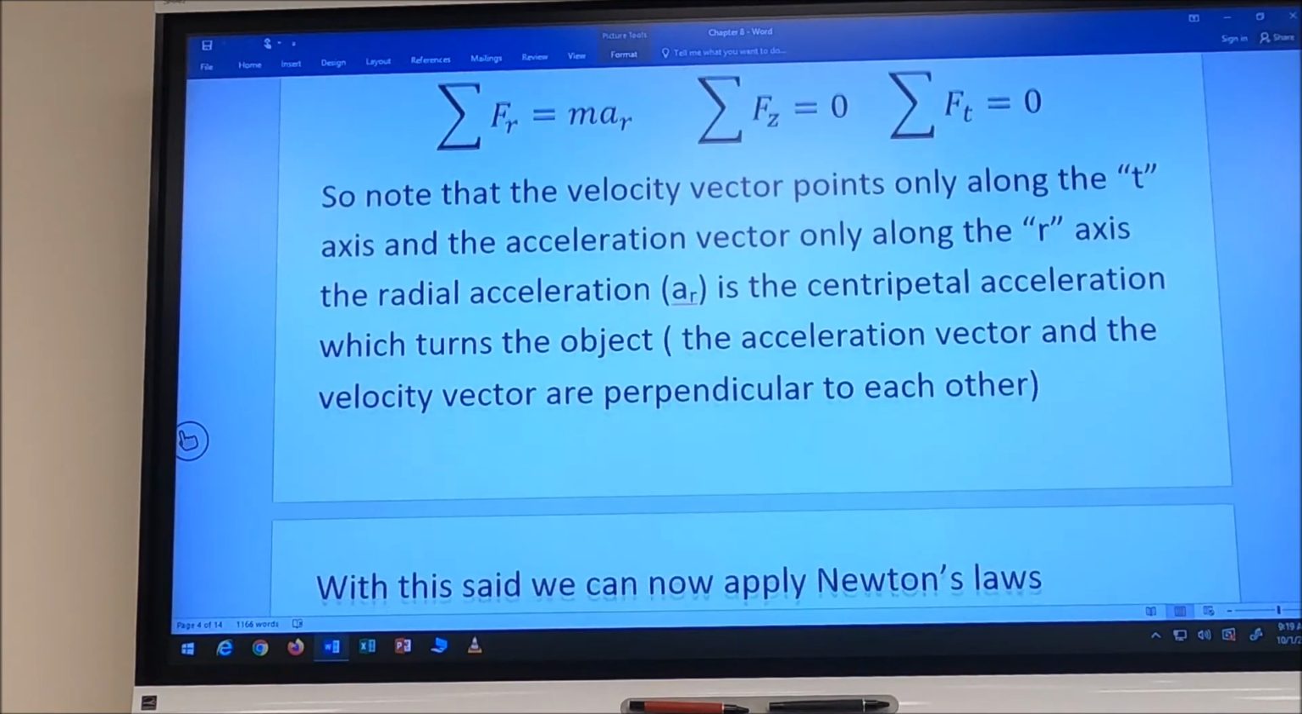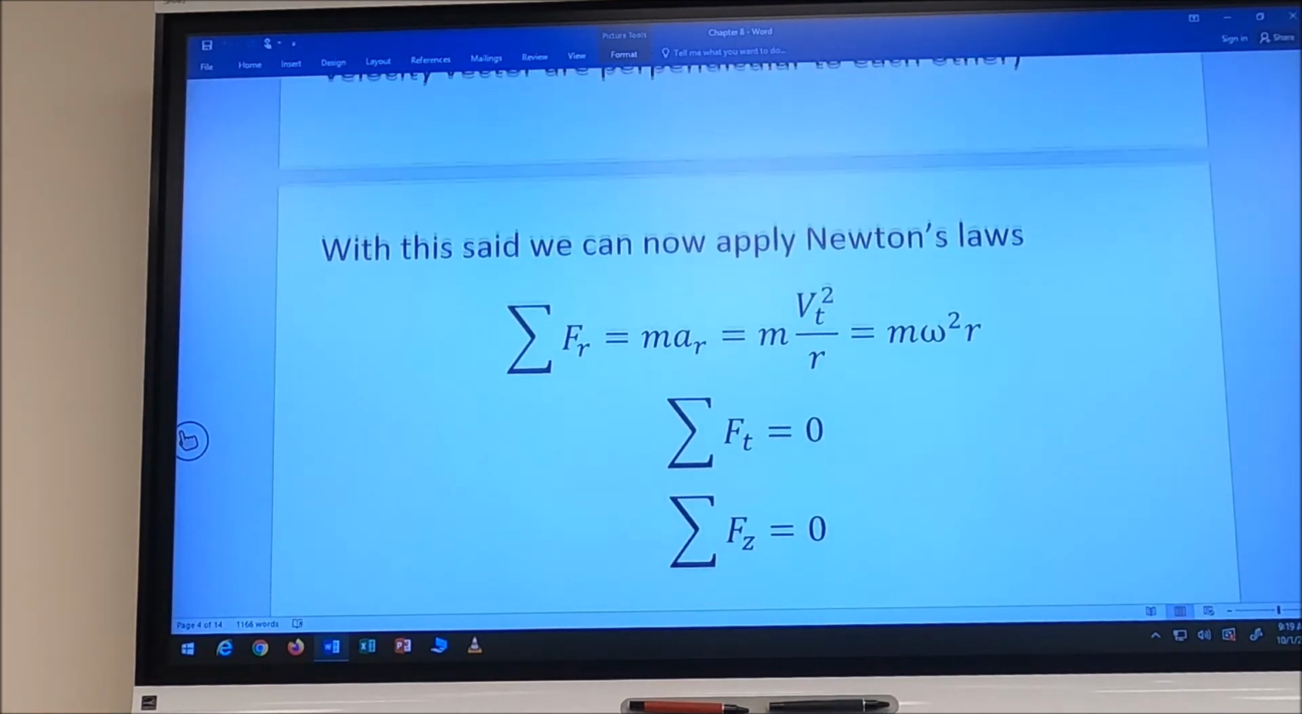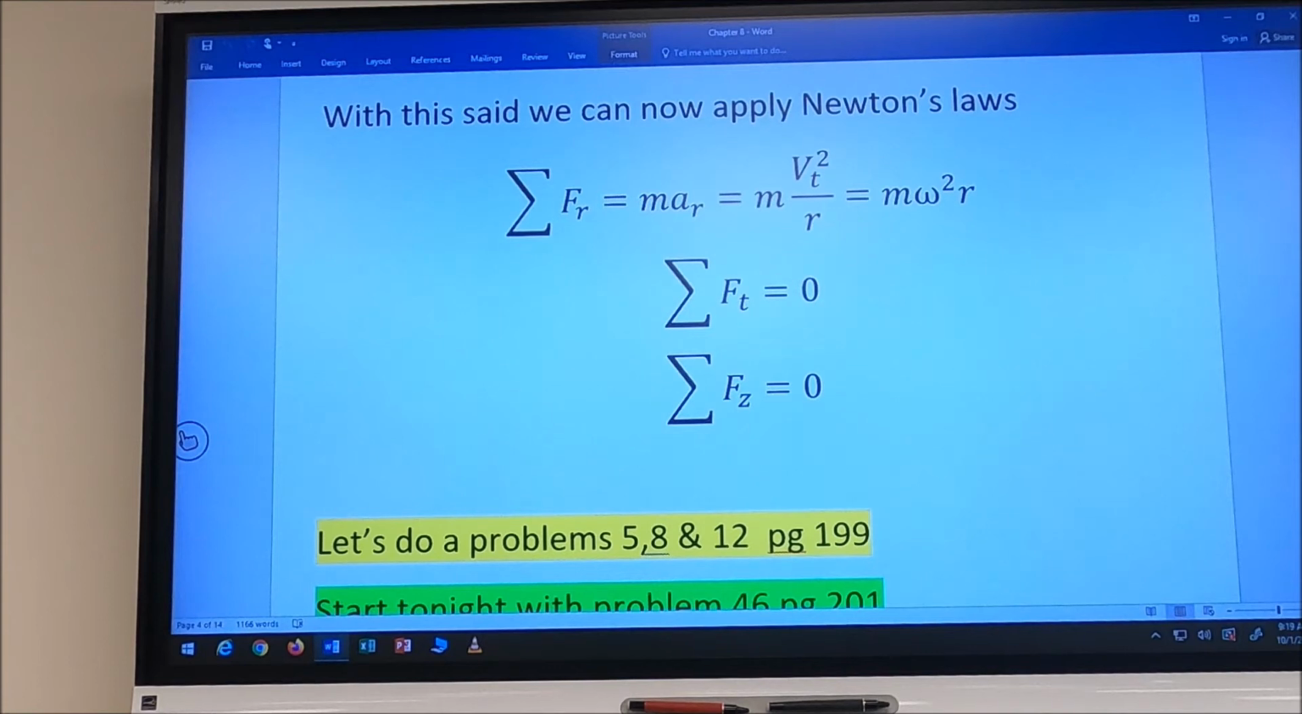Does not change the speed. So, if we apply Newton's laws to circular motion, we can say the sum of the forces radially equals mass times acceleration radially, which equals m v sub t squared over r, or m omega squared times r. Sum of the forces tangentially equals 0, and the sum of the forces in the z direction equals 0.